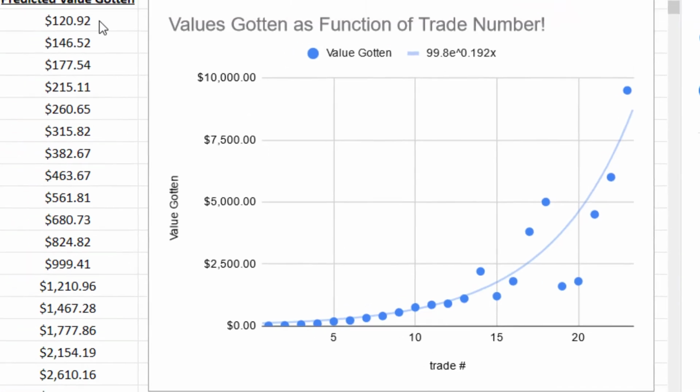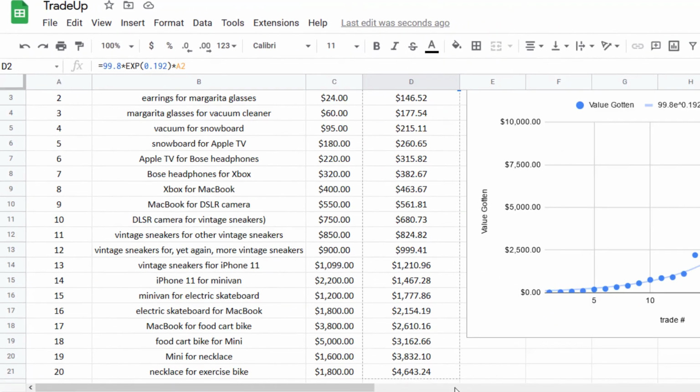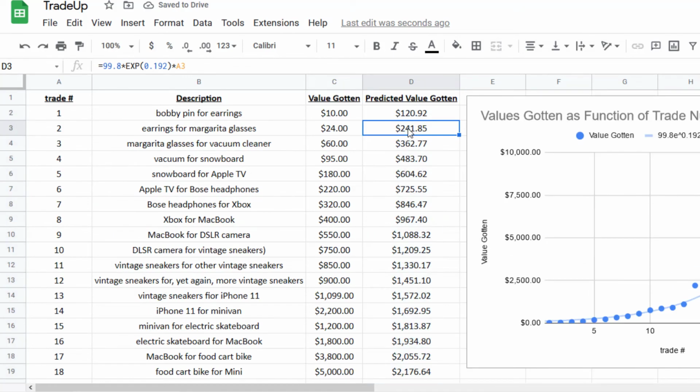Real quick, though, I want you to take a look at what would happen if we didn't have the parentheses around times A2. So that's what it would look like if we didn't have the parentheses. Notice it doesn't change a thing for the first one. But then as we drag it down, look what happens. Much different. Absolutely much different. If you only raise the e to the 0.192.